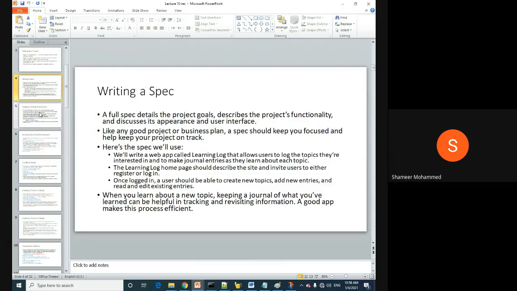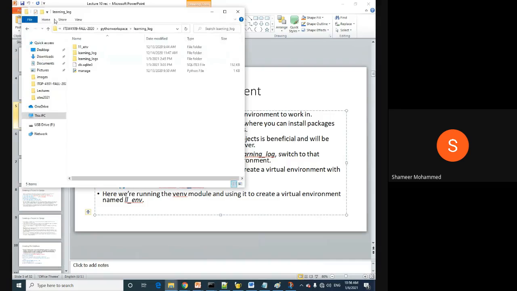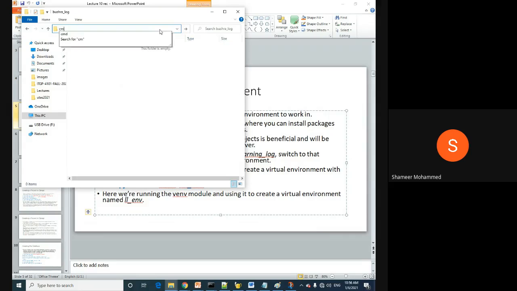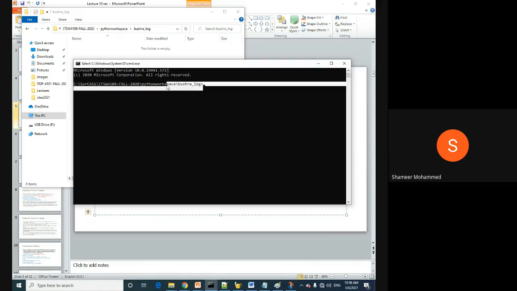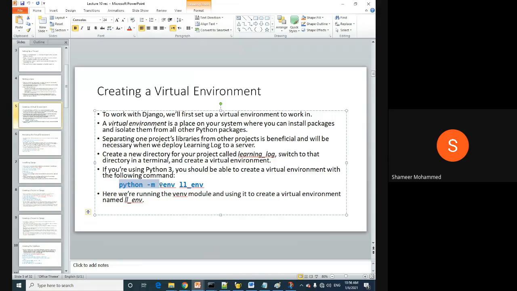First step, if you are starting from the beginning, you are creating an empty directory, a new directory. Directory means a new folder. So you click here and name it Bushra project, Bushra log. Then again you click here and go to CMD. Now you are in Bushra log. Now you have to give this command. This is your project name, underscore env.